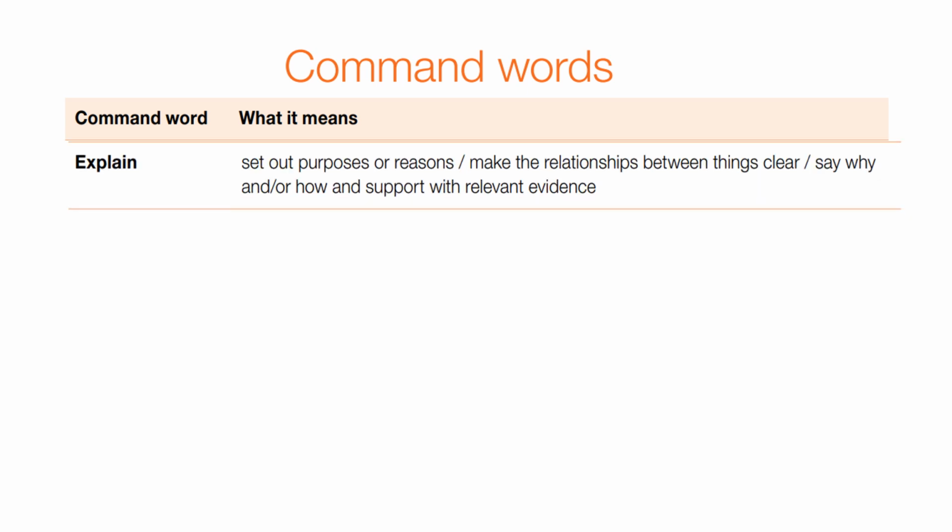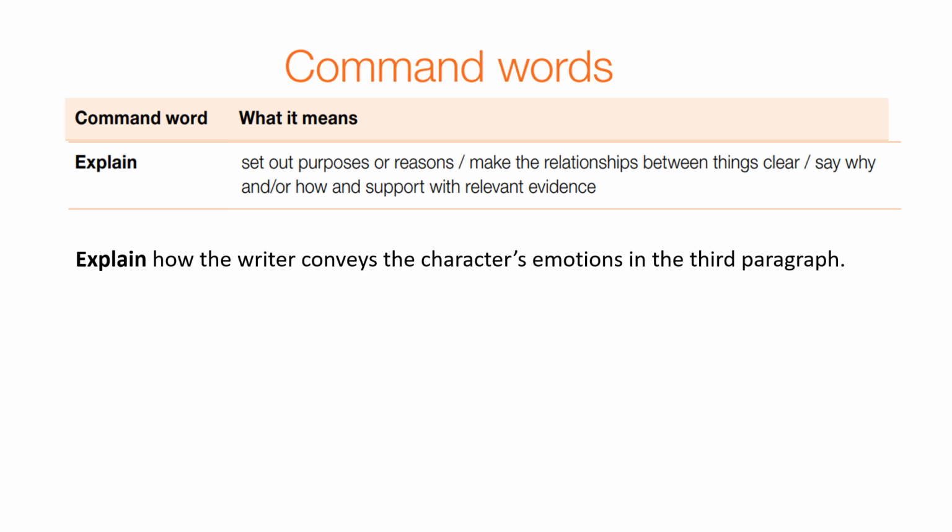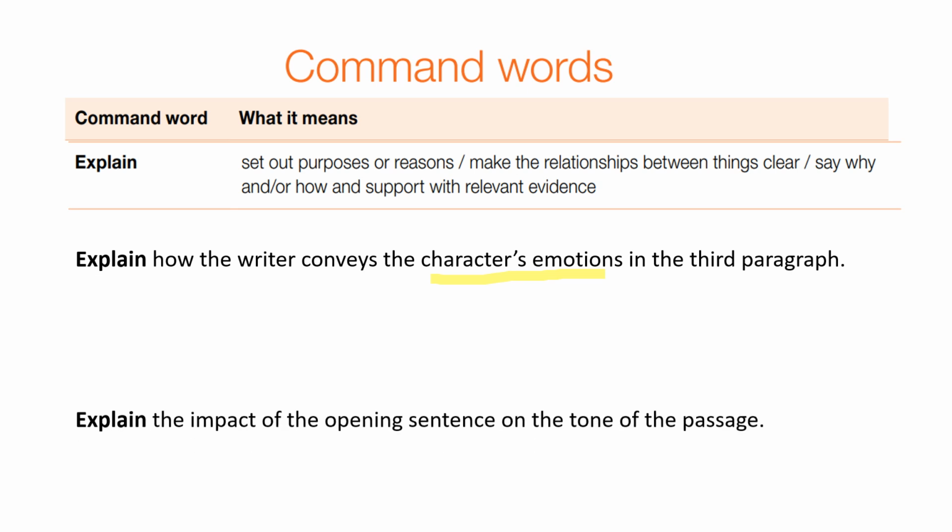The next word in the command words list is explain. It's quite easy. Here you have to set out purposes or reasons. Let's have a look at the question. Explain how the writer conveys the character's emotion in the third paragraph. So here you have to give the detail of this character's emotion.